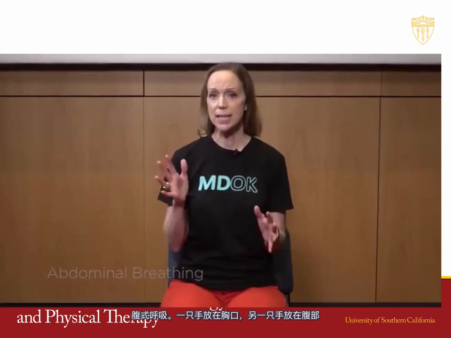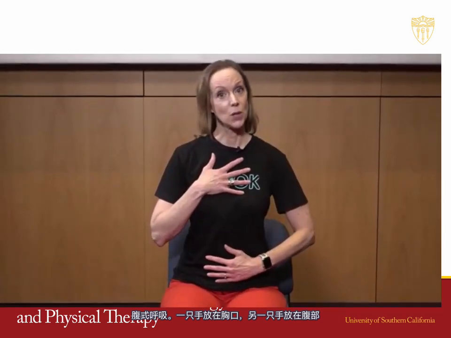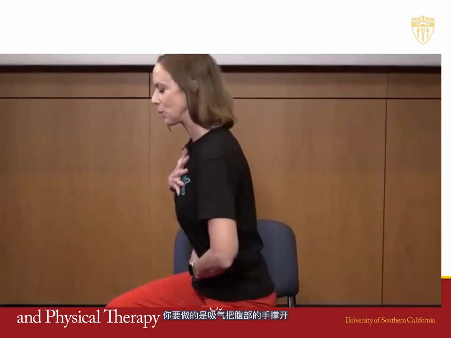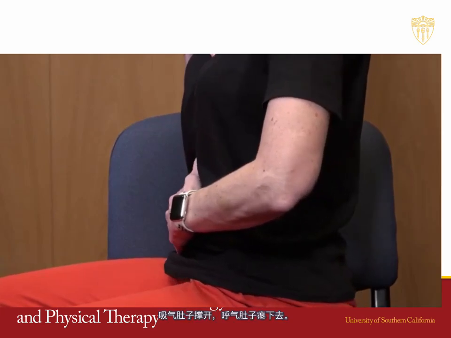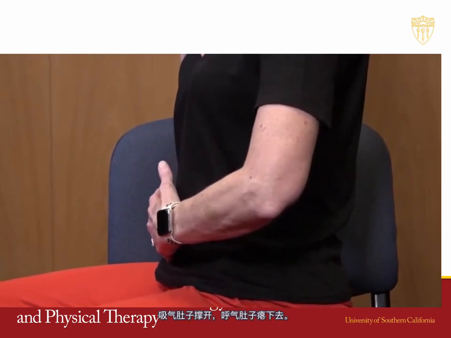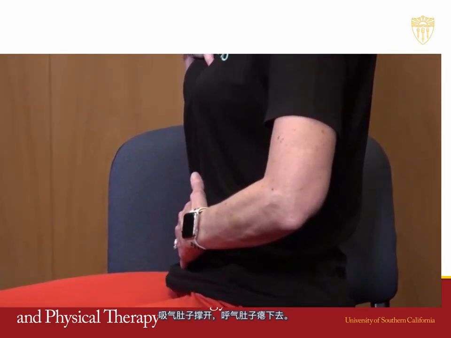So it can be helpful to place one hand on your chest and the other hand on your abdomen. And so to begin, we start by breathing into your abdomen, pushing it outwards on your inhale. Exhale, just allowing your abdomen to soften and fall away. Try that once more. Inhale, expanding the tummy. And exhale, soften and fall away.